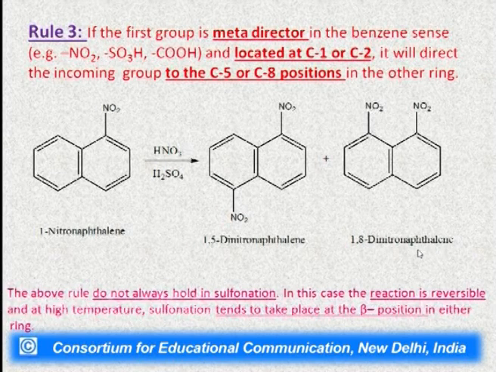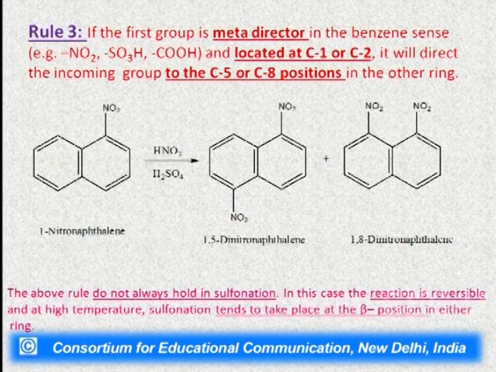But the above rule does not always hold in all substitution reactions, as in sulphonation. In this case, the reaction is reversible, and at high temperature, sulphonation tends to take place at the beta position in either of these two rings of the naphthalene. We can follow this rule in one more reaction.